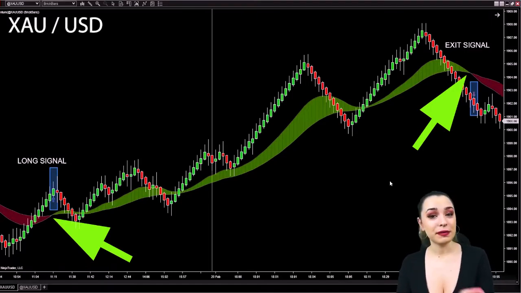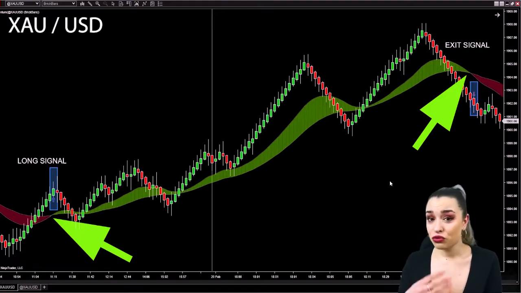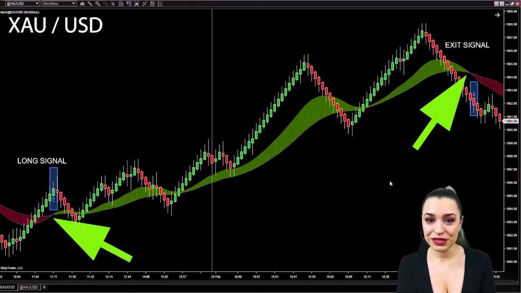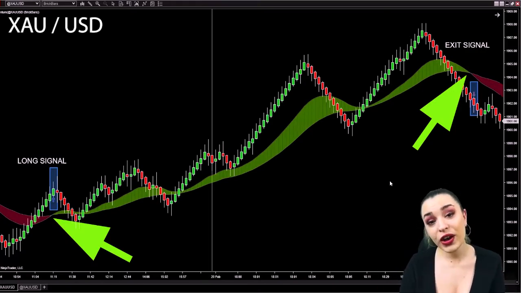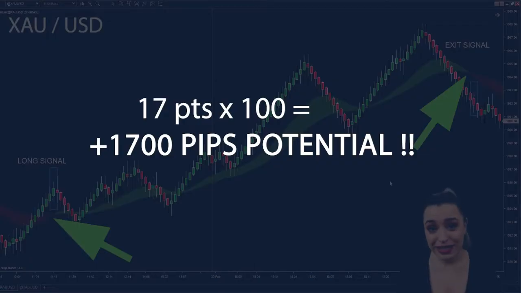Points are not pips, but I will show you guys exactly how to calculate your pips. This is really easy to do, to be honest. In order to get your pips from your points, you just need to multiply the number of points that you have by 100, and there you go, you have your pips. So in this case, 17 points times 100, of course, gives you 1700 pips.